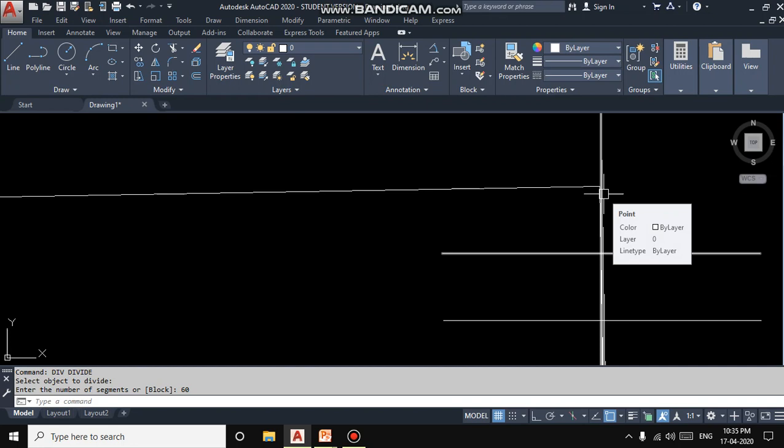I hope you guys understood how to define 1 minute and 1 second in angular measurement.